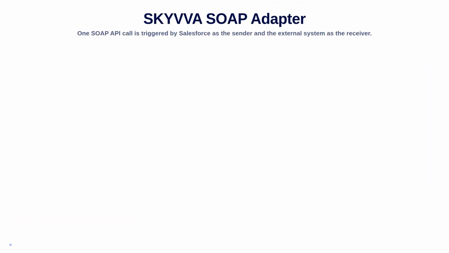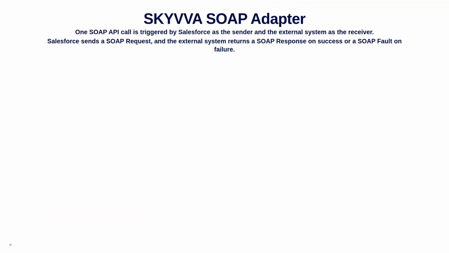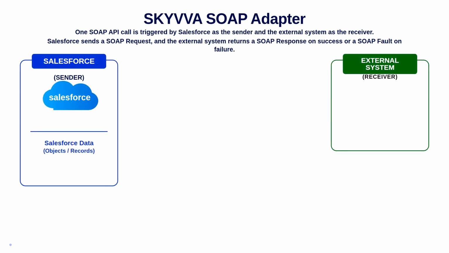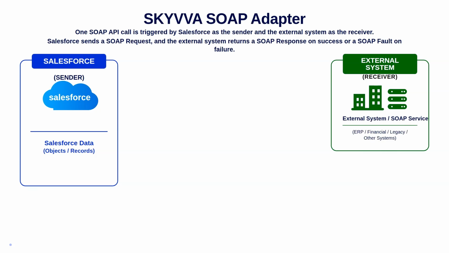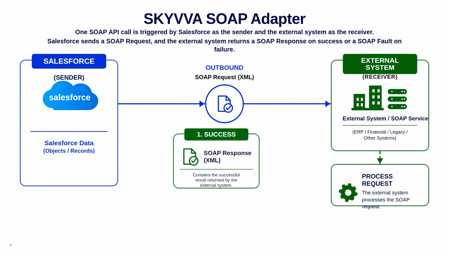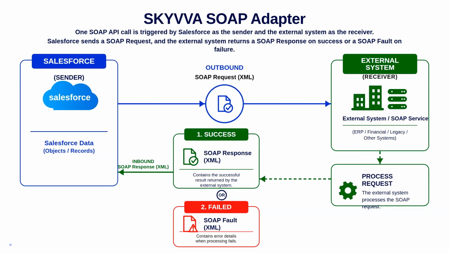In this diagram, we can see how a SOAP API call works between Salesforce and an external system using the SKYVVA SOAP Adapter. Salesforce acts as the sender, while the external system acts as the receiver. The important point is that this is one SOAP API call, triggered once by Salesforce. Salesforce sends one SOAP request to the external system. After processing the request, the external system returns a SOAP response if the request is processed successfully, or a SOAP fault if the request fails.